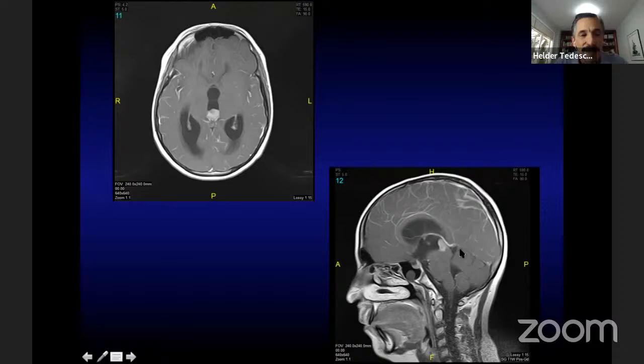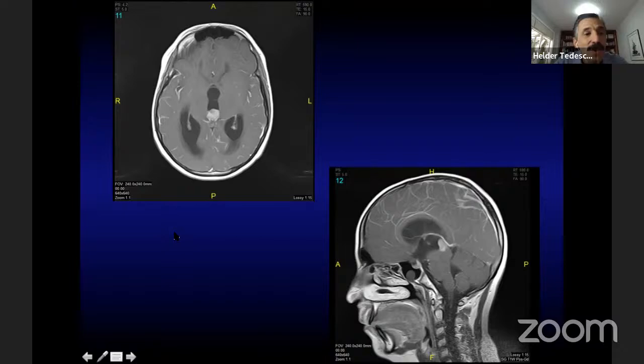So I know that this is in the posterior part of the third ventricle. It has passed the vein of Galen. So it's inside the posterior part of the third ventricle. You see, when I open interhemispheric occipital transtentorial, I will not see the tumor. The tumor is inside the third ventricle.